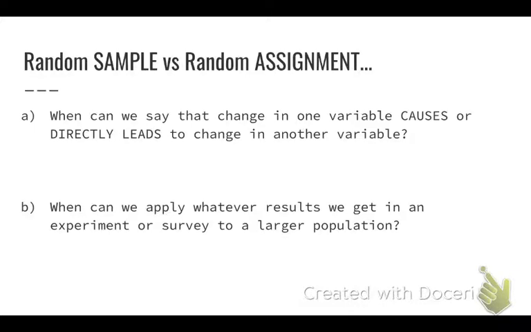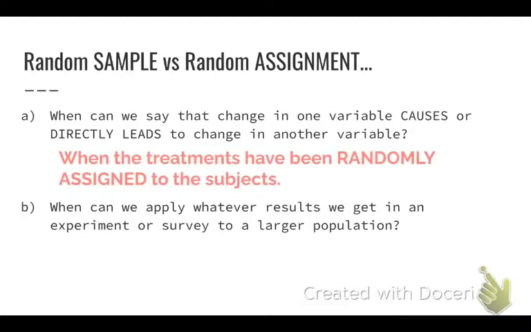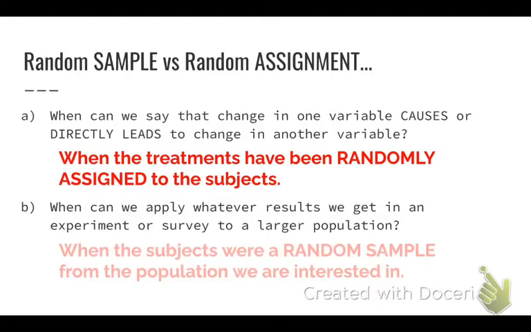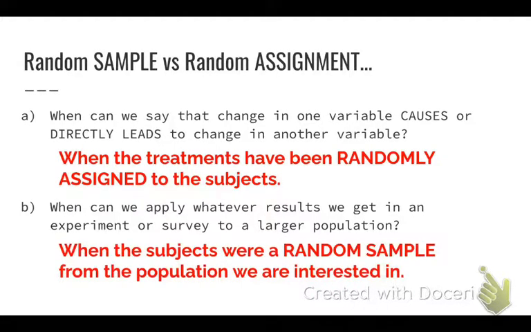So, random sample versus random assignment. When can we say that the change in one variable causes or directly leads to a change in the other? Well, when we assign treatments randomly. If you remember back when we were doing our experiments, if we do random assignment, that's when we can do cause and effect, if we do a well-run experiment. When can we apply whatever results we get in an experiment or survey to a larger population? Well, that's when the subjects are a random sample from the population. So we need our samples to pass the random condition.